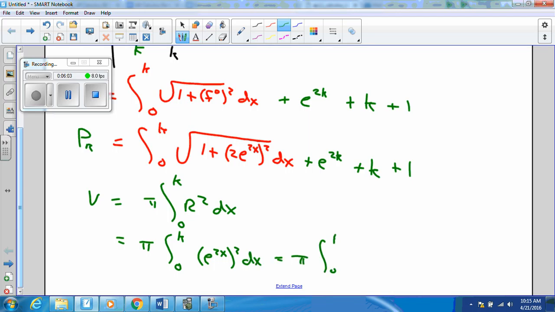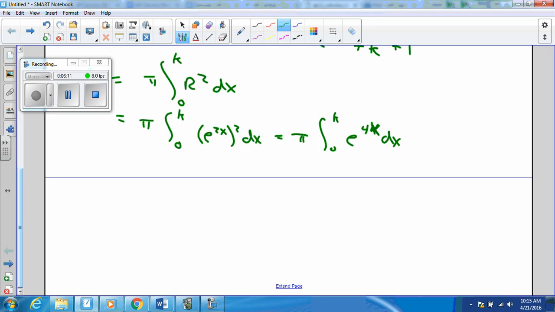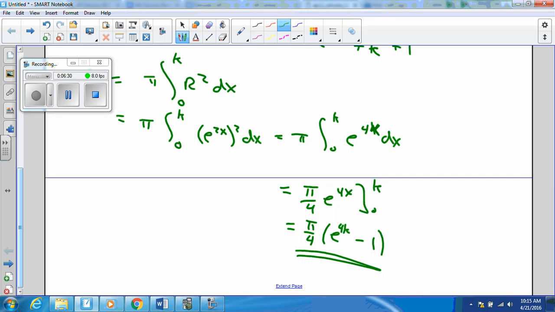And mercifully, e to the 2x quantity squared is simple to evaluate. And I get pi times 1/4 e to the 4x from 0 to k. And of course, we want to avoid the trap of falsely believing that e to the 0 is 0. It's not, it's 1. And so your final expression is going to be this guy right here.